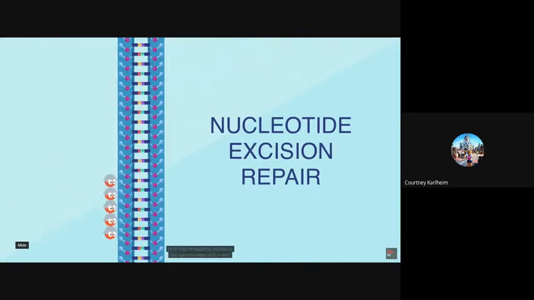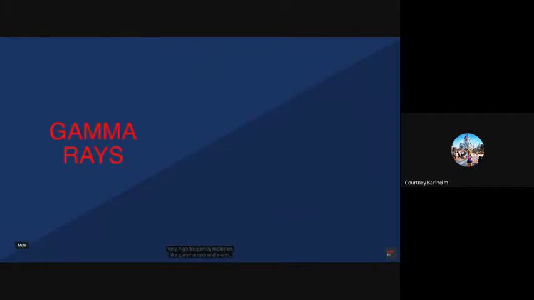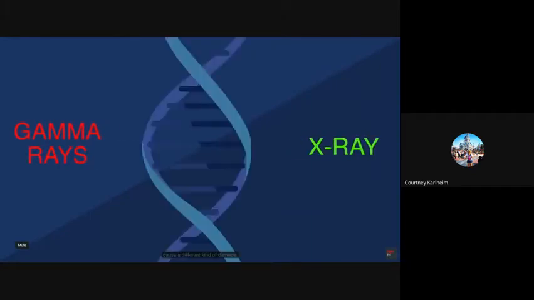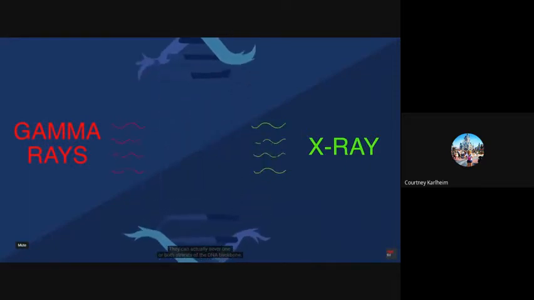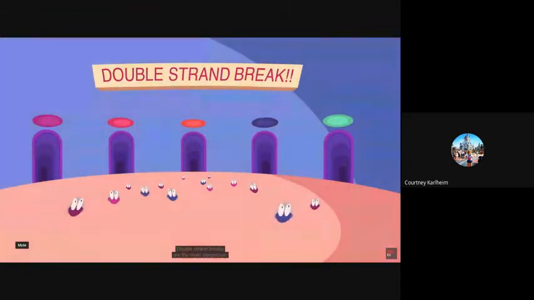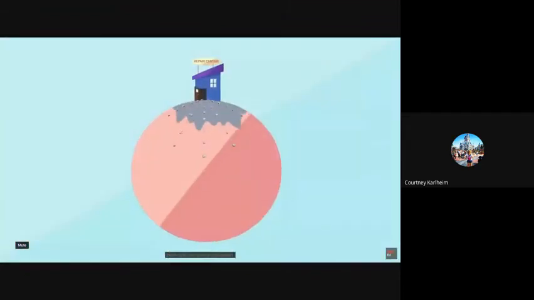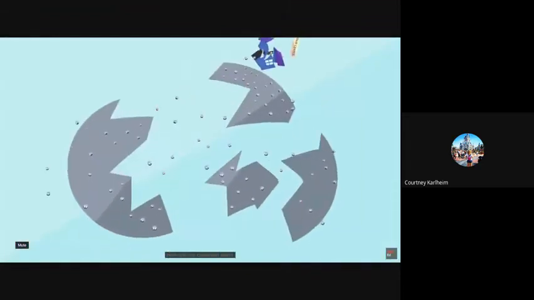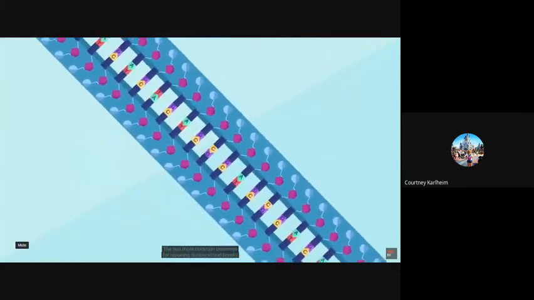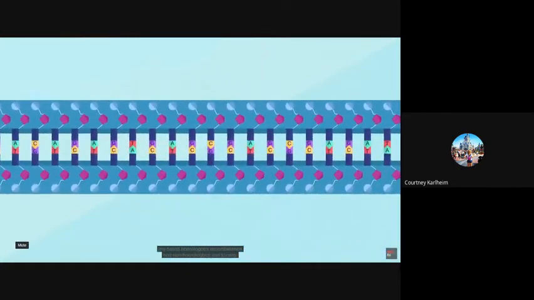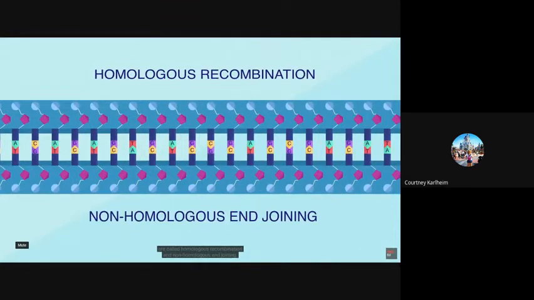Very high-frequency radiation, like gamma rays and X-rays, cause a different kind of damage. They can actually sever one or both strands of the DNA backbone. Double-strand breaks are the most dangerous. Even one can cause cell death. The two most common pathways for repairing double-strand breaks are called homologous recombination and non-homologous end-joining.